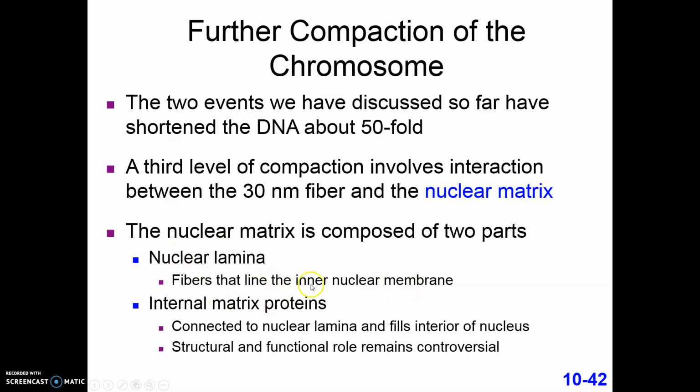So we have the nuclear lamina, but there are also internal matrix proteins. Some of these fibers are connected to the nuclear lamina itself, but it fills the entire interior of the nucleus as well, kind of creating a gel-like material. So the inside of the nucleus is very gel-like because it has all of these fibers running through it, all these filamentous matrix proteins.